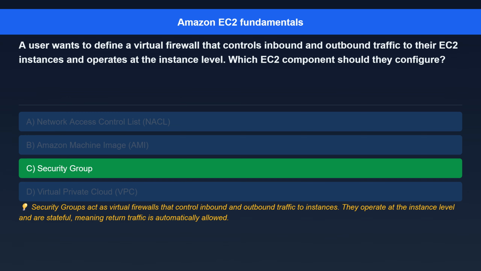The correct answer is Security Group. Here's the explanation. Security groups act as virtual firewalls that control inbound and outbound traffic to instances. They operate at the instance level and are stateful, meaning return traffic is automatically allowed.